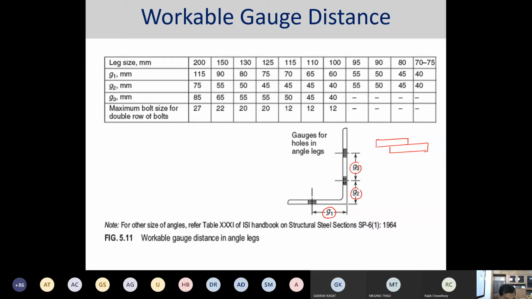What does gauge distance mean? We have to place our bolt at this particular position. If we require a second bolt, then we have to specify it here, and the third bolt we have to specify here. How would it look? Let's say I have this kind of particular section which is being connected.